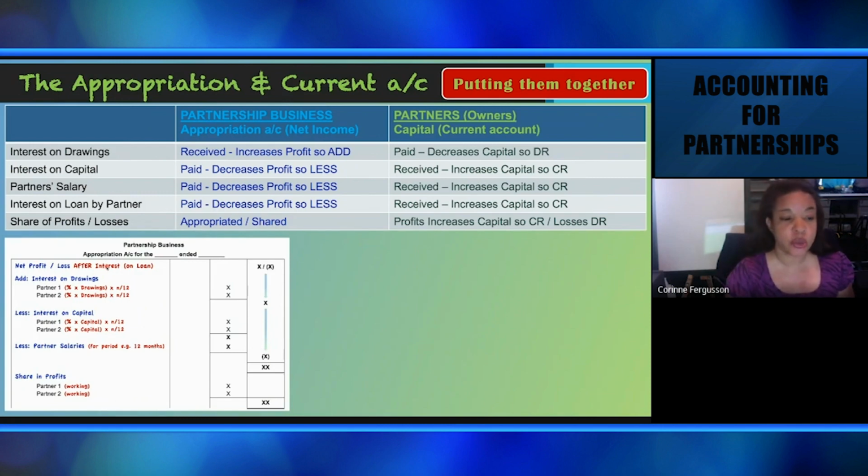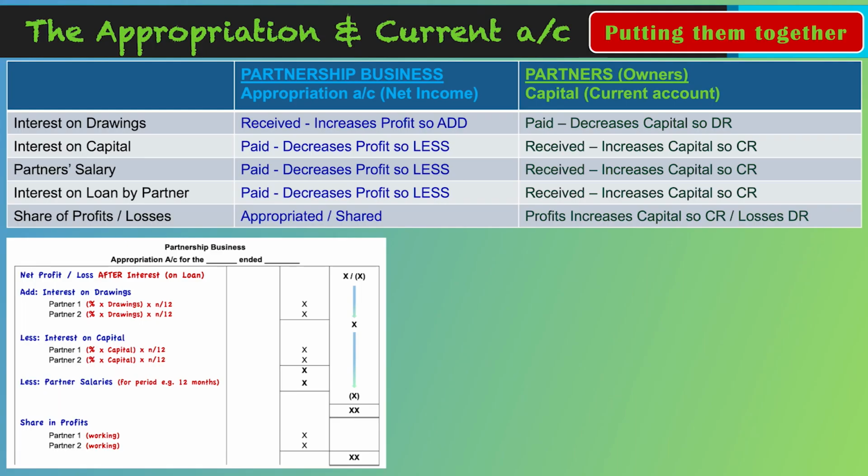Okay, so you would see here, the business pays the interest on capital to the partner, so it is less. They pay the partner salaries, so it is less. And eventually what remains, they share out amongst the partners.